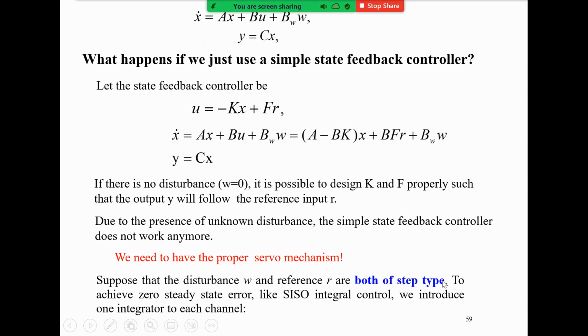We try to follow a constant. Of course, for the different outputs, they may follow different constants. Okay, just say the reference is a constant vector. The disturbance will also be some constant disturbance. The values may be unknown, but it's a constant. We only discuss this type, and then we try to achieve, under this condition, how can we make the output follow the constant desired output asymptotically?